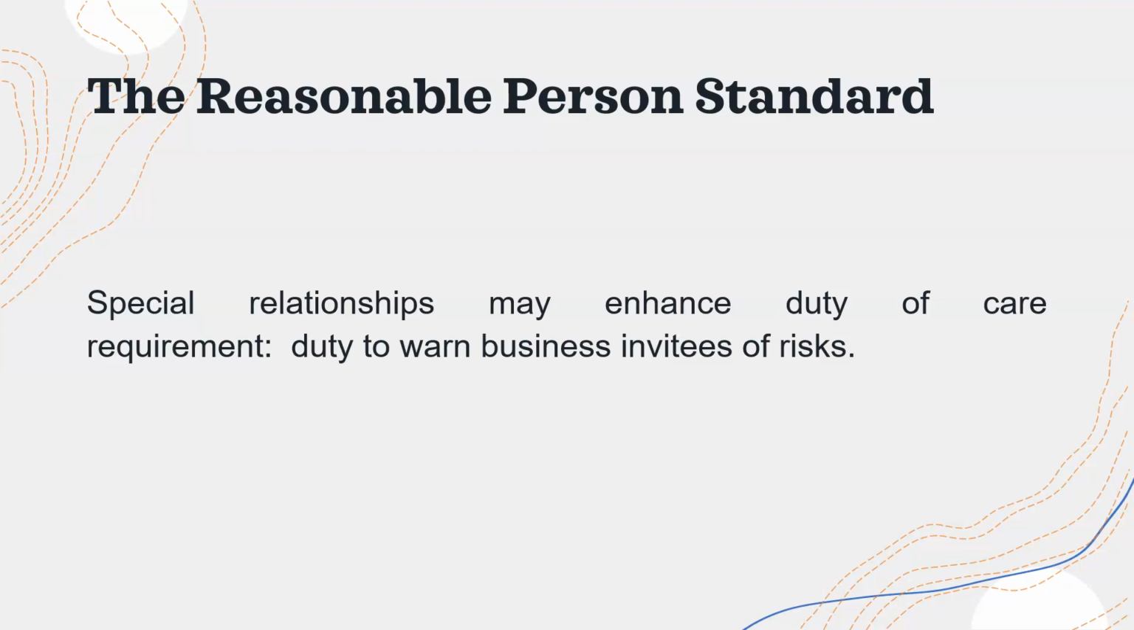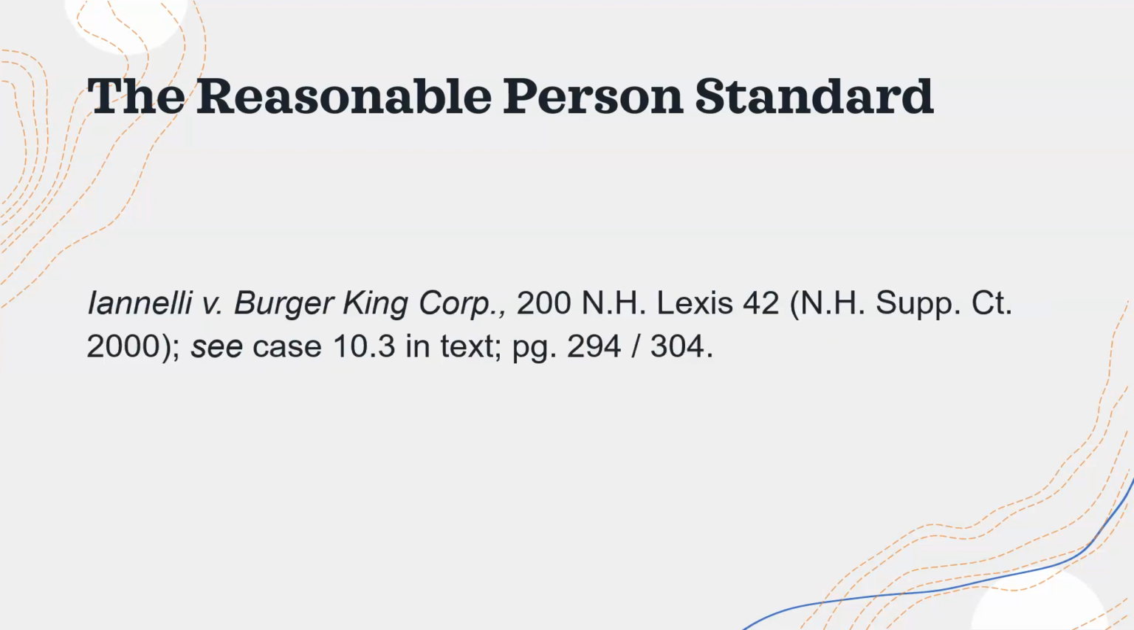Now, special relationships may also enhance the duty of care requirement. And let's talk about that for just a short while. There may be a duty to warn business invitees of risks. In your textbook, and I hope you've read this chapter thoroughly because there's a lot of information in this chapter, there's also a case called Ianelli versus Burger King Corporation. Let's see if it's on the next slide here.